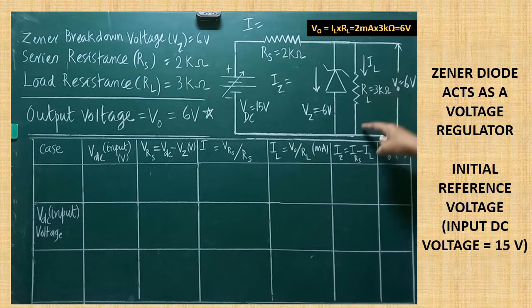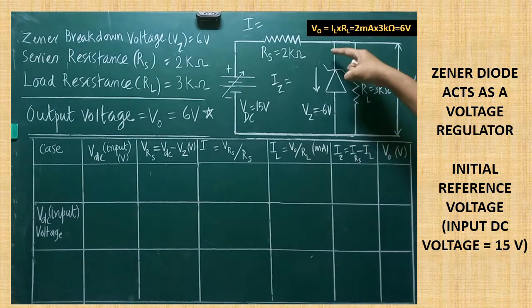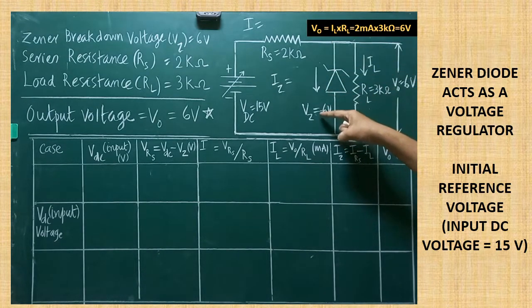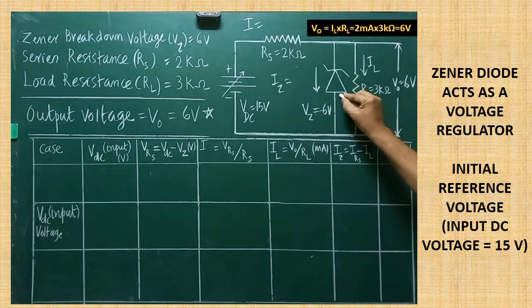Here, to get the output, in the output region one more resistance is connected, that is the load resistance, its value is 3 kilo ohm. Are you clear? The current which is passing through RL is called IL, load current. This is called load resistance. The current which is passing through RL is called load current. The current which is passing through the Zener diode is called IZ, Zener current. Are you clear?